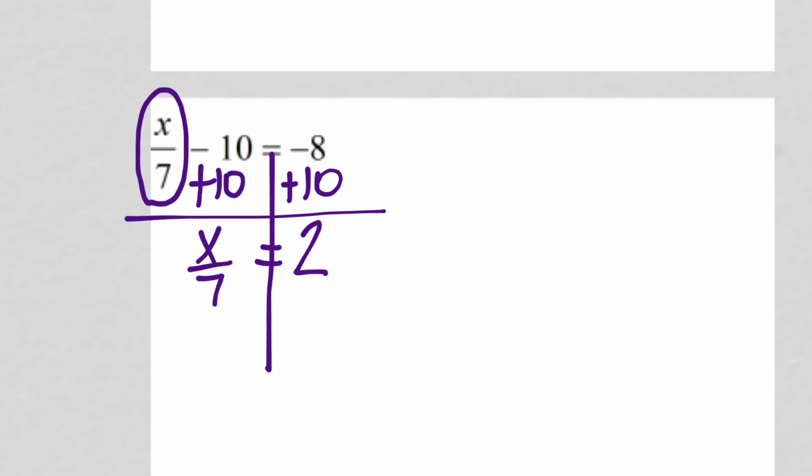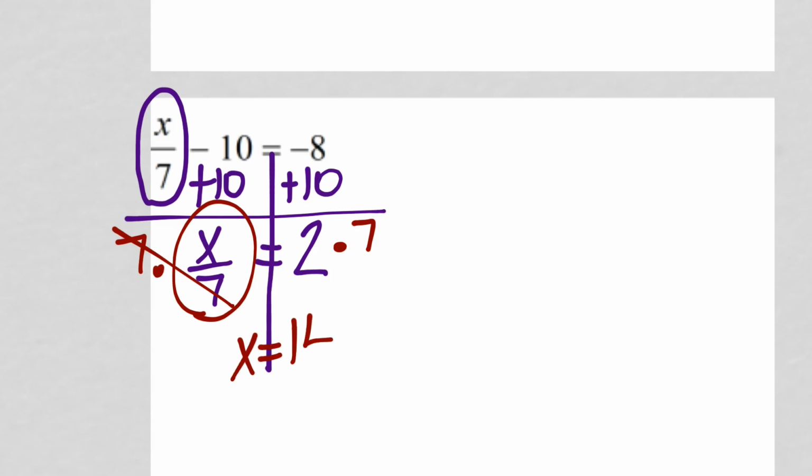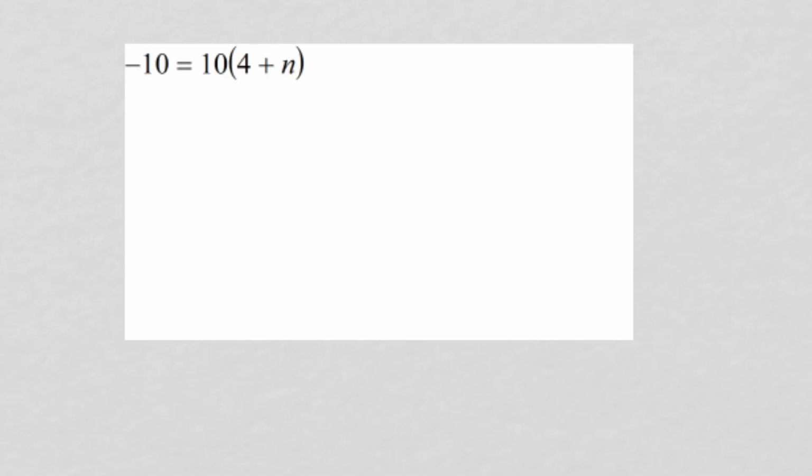Remember, always use your calculator if you are in doubt. How do I undo divide? I multiply by 7, multiply by 7. Those cancel, and I'm left with x equals 7 times 2, which is 14. And number 4, I do the same exact thing.